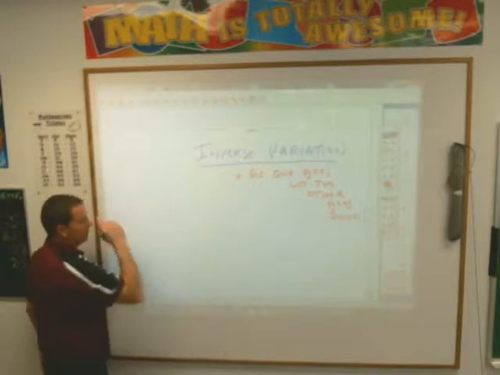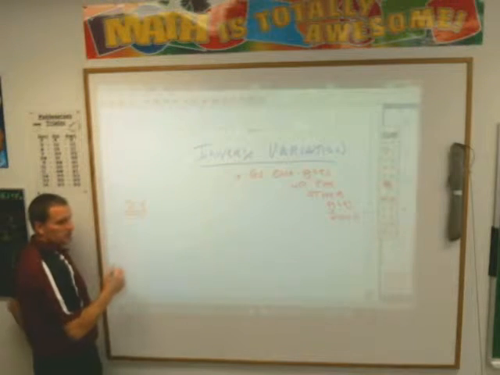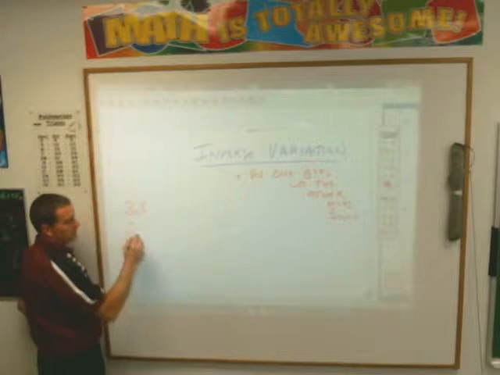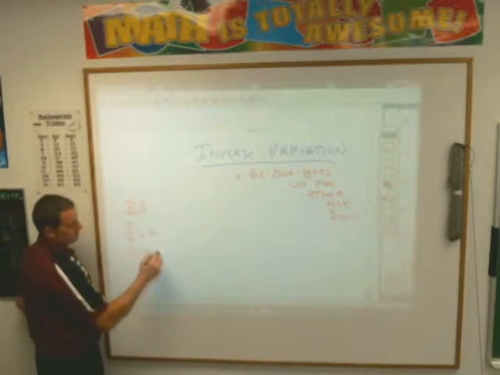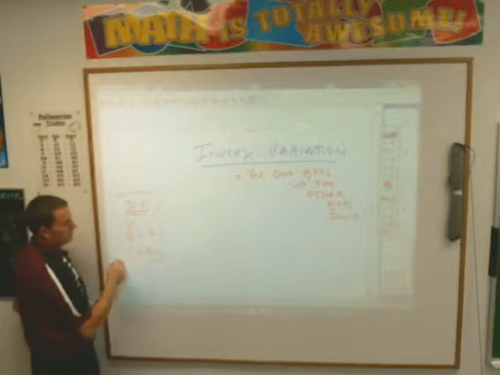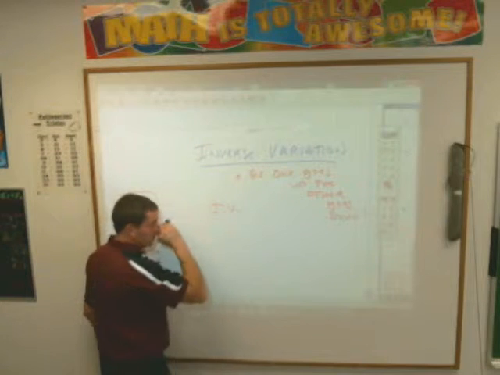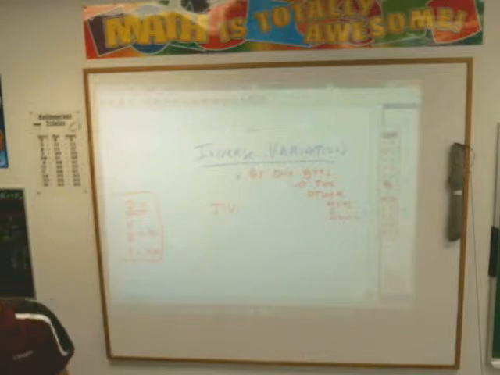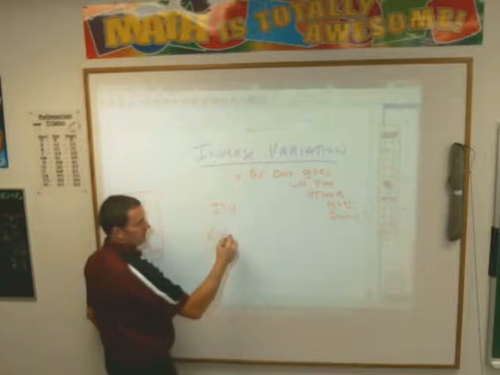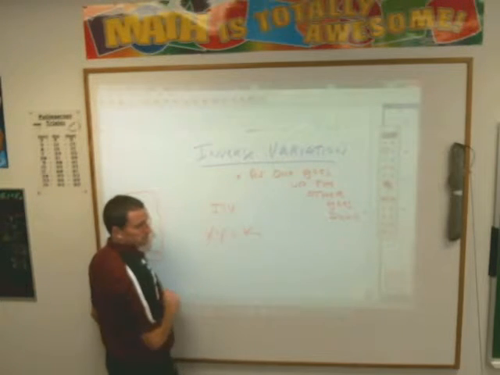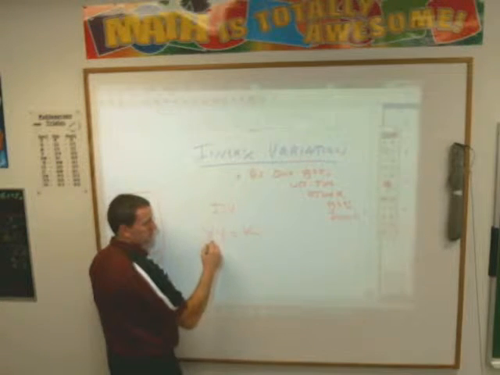Its equation, now remember, direct variation, let's write it down here so we don't forget. Direct variation was y over x equals k, or y equals kx. Today, we talk about inverse variation, which is k equals yx, or x times y equals k. One times the other gives you your constant.